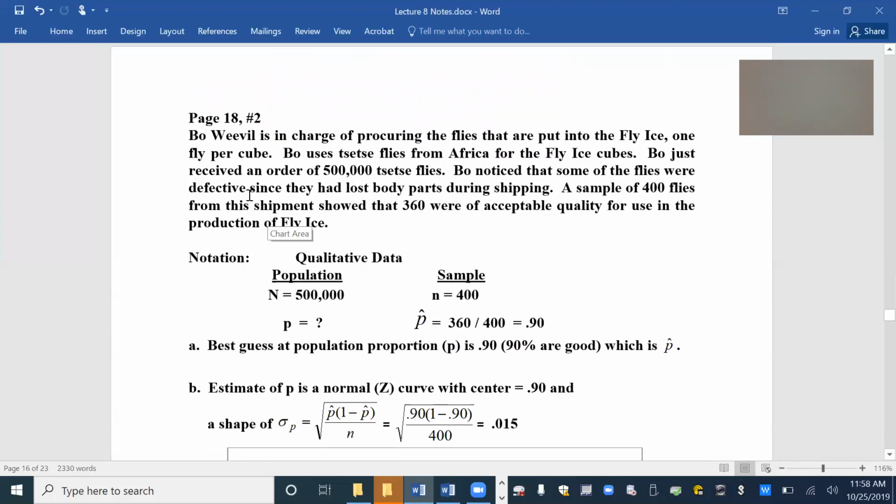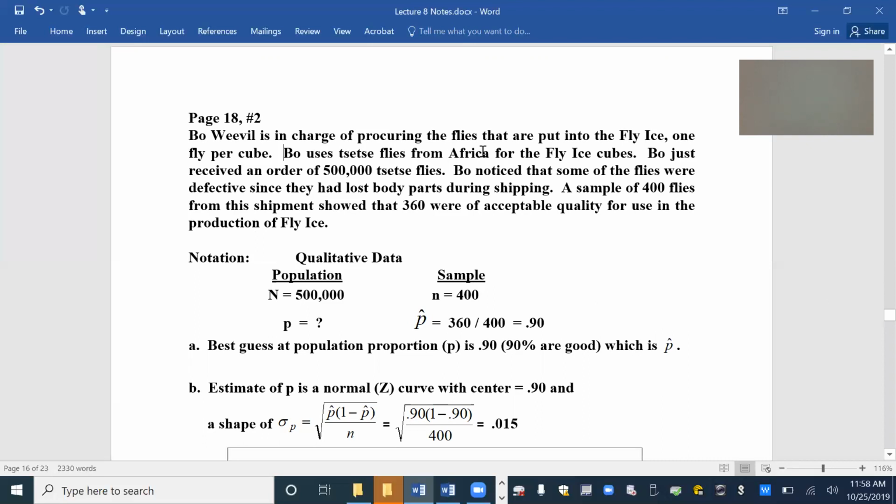Next, Bo Weevil is in charge of procuring the flies to put in the fly ice. 1 fly per cube. When you crucify me on the professor evaluations at the end of the semester, give me a 5 on instructor is well organized, okay? You can give me a 5 on instructor is a creep, and instructor has no morals, 5. But give me a 5 on instructor is well organized, because this stuff is well organized.